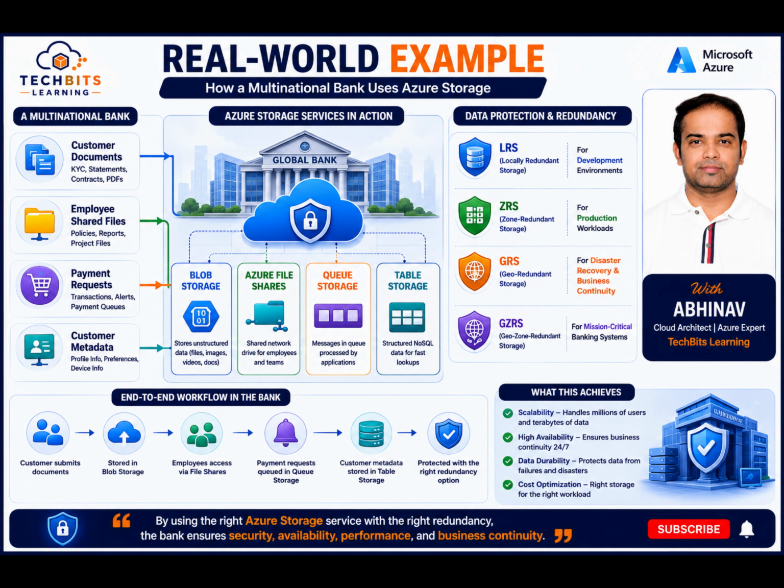Real world examples such as a multinational bank: customer documents stored in blob storage, employee shared files in Azure file shares, payment request in queue storage, customer metadata in table storage. To ensure data protection, LRS for development, ZRS for production, GRS for disaster recovery, GZRS for mission critical banking systems. This architecture helps the bank achieve scalability, availability, and resilience.